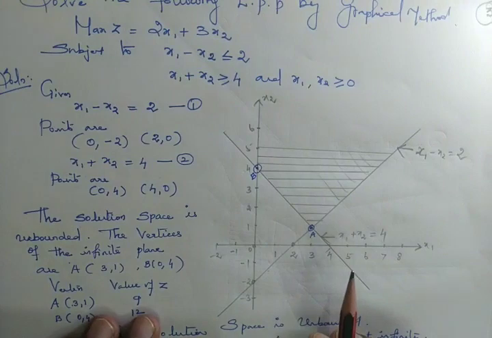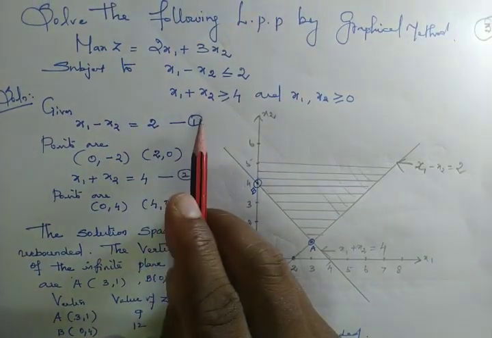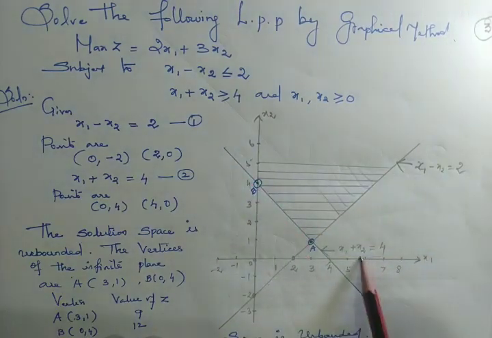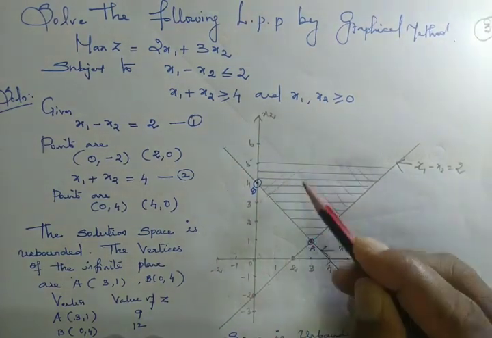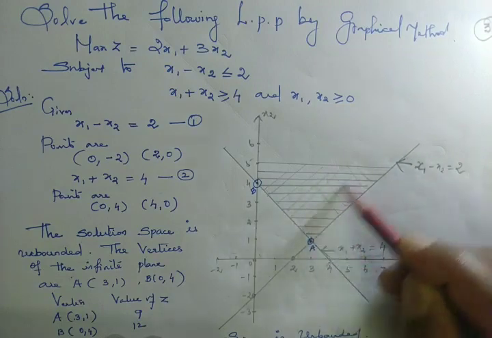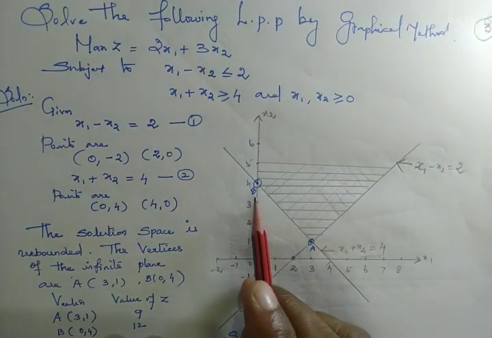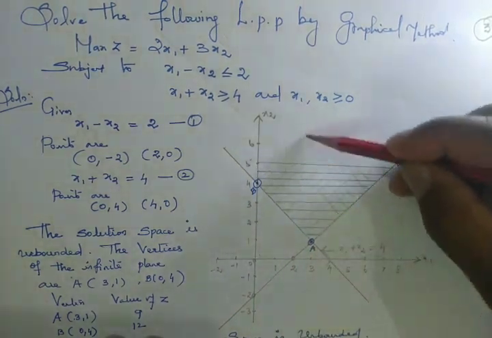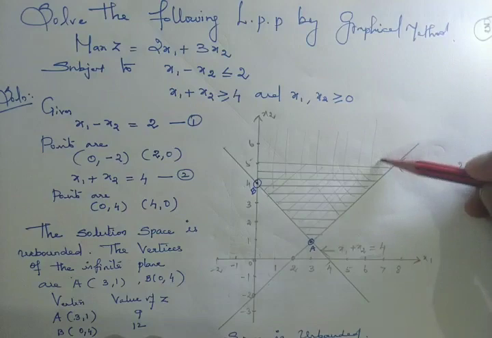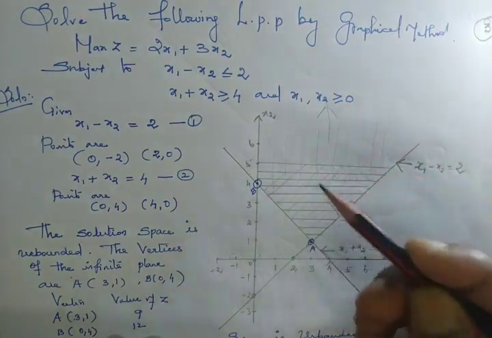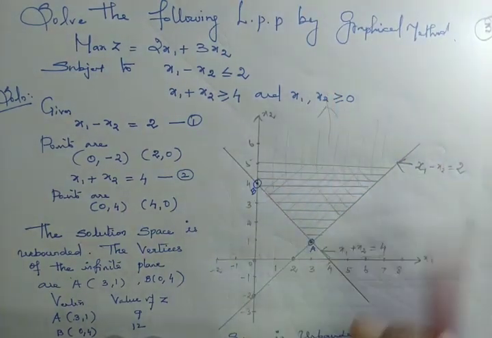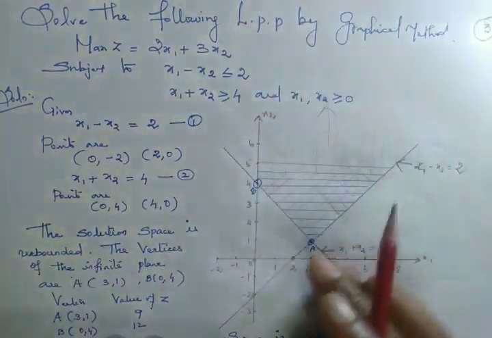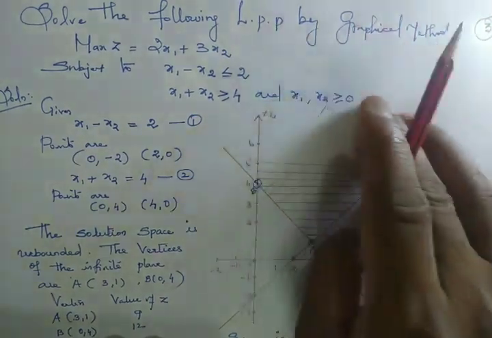And the second constraint says x1 plus x2 greater than or equal to 4. This is the line x1 plus x2 equal to 4. Greater than means this portion only, the greater than region. Now this is the region we got, but we have a boundary only in this place. It goes on like this, there is no end point. We can say there is a lower bound but no upper bound for this problem.